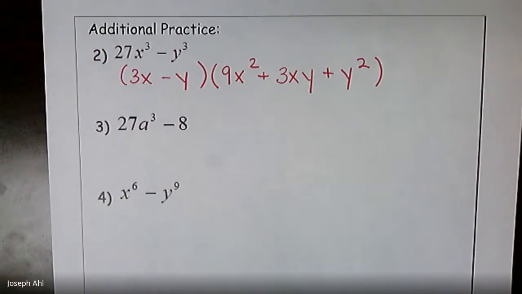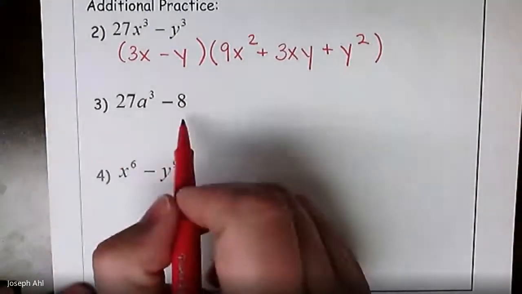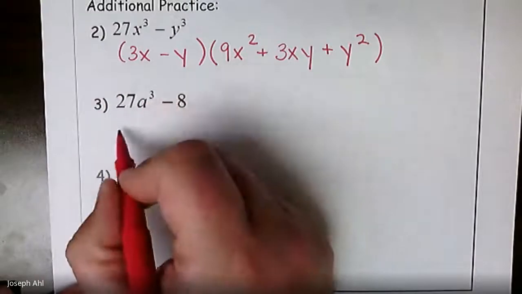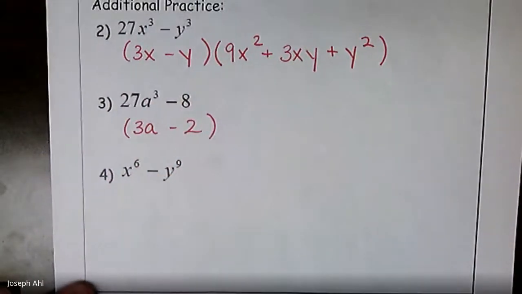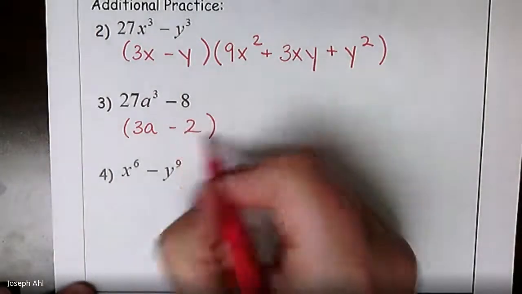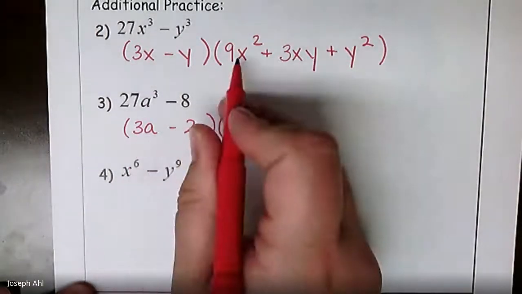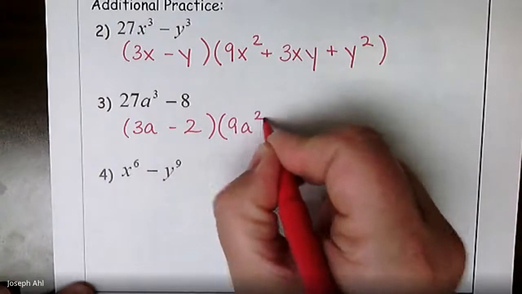So let's go ahead and take a look at the next one, number 3, 27a to the third minus 8. So the way this one will work is we're going to take the cube root of each to get the binomial to start. That should be 3a minus 2. From there, we're going to square that first one, kind of like what we had in the last case. That's going to become 9a squared here.